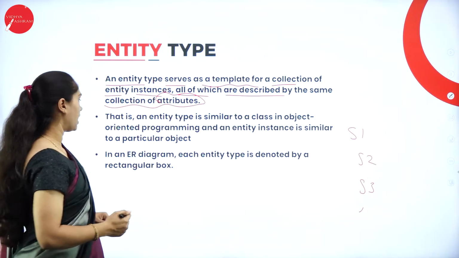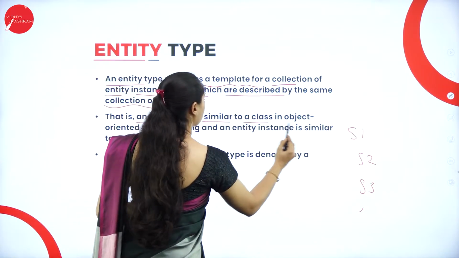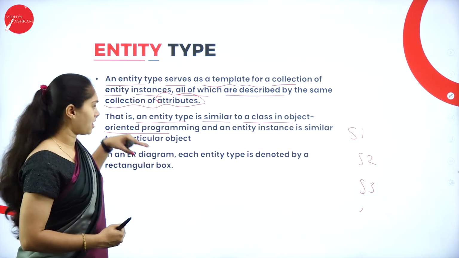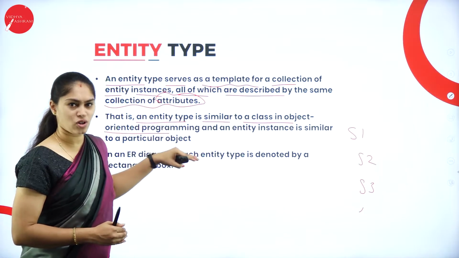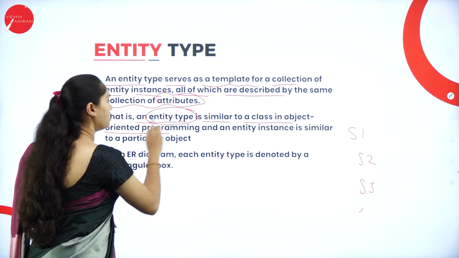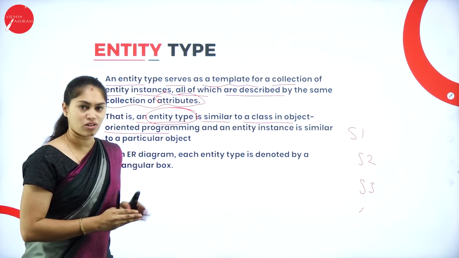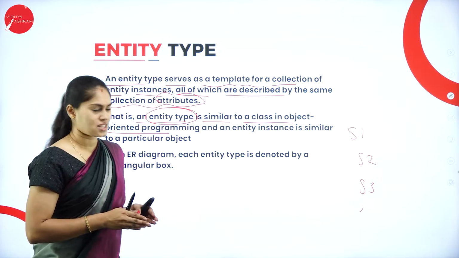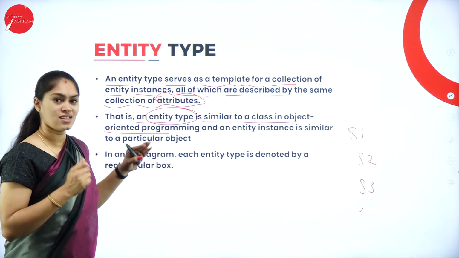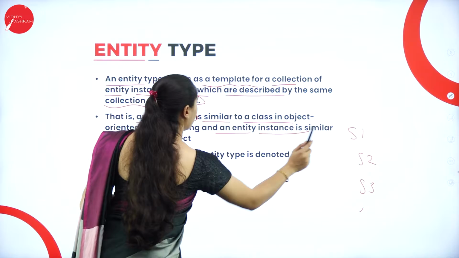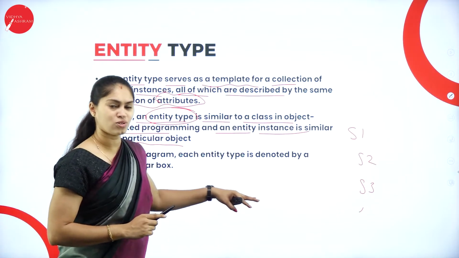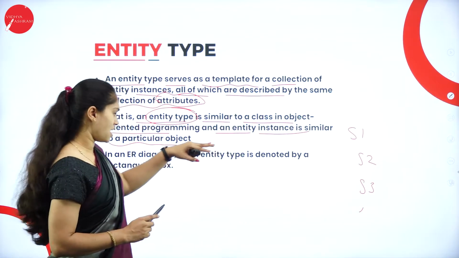We have the same type of attribute here, but the value will differ from one entity to another. And also, an entity type is similar to a class in object oriented programming. So what comparison are we making here? In the OOP concept, we know about the class. So an entity type is considered as a class, that is a collection of attributes. A class is a collection of objects, but an entity type is a collection of attributes of the same kind. An entity instance is similar to a particular object, so whatever value I give for an entity will be considered as an object.